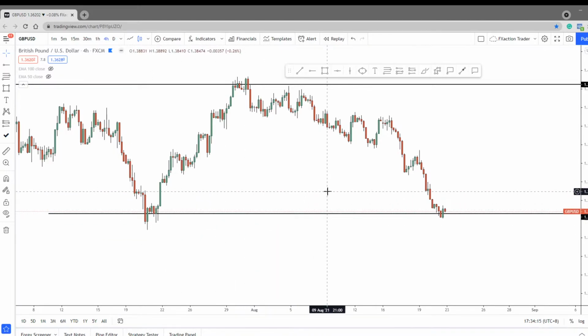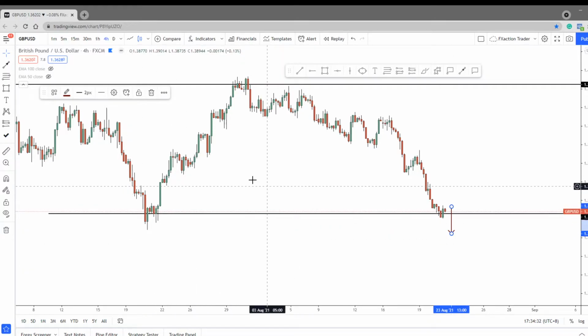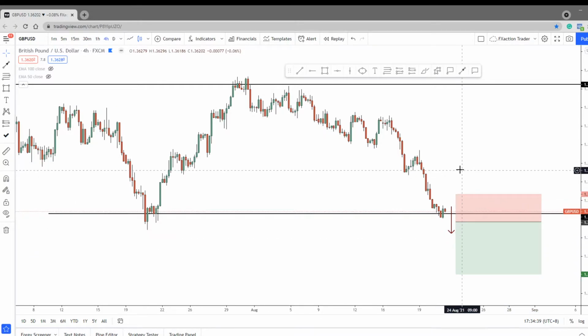But this does not mean that we can go for a buy trade. In order to make sure that we are trading along with the daily trend, we have to wait for market to have a clear break below this sideways structure. Once market shows us a clear break below this sideways structure, we are good to scale down and look for a short trade for this pound dollar.